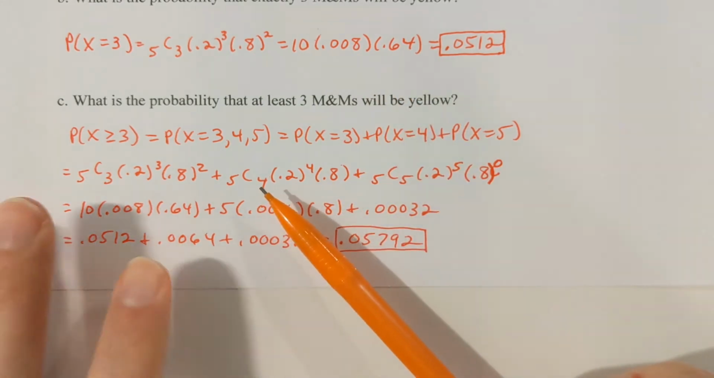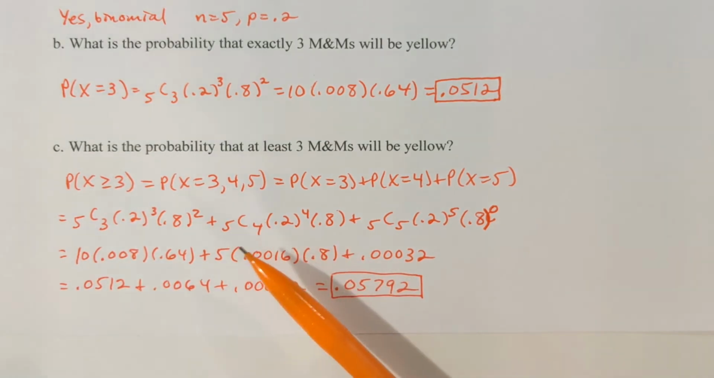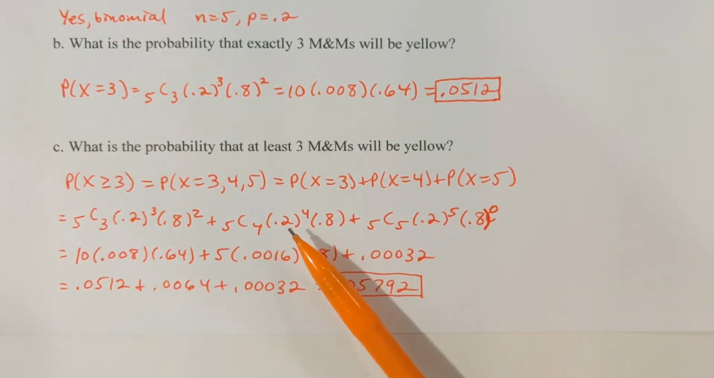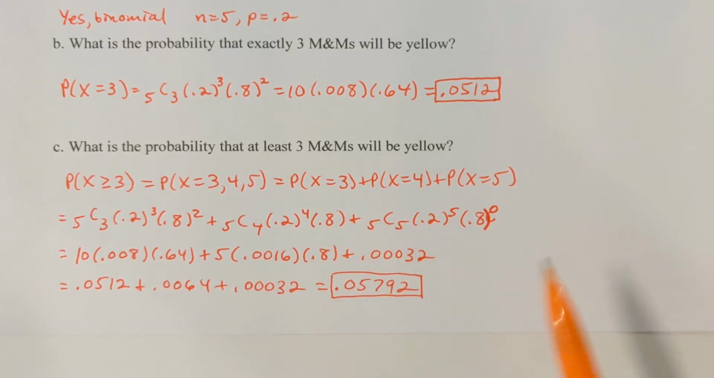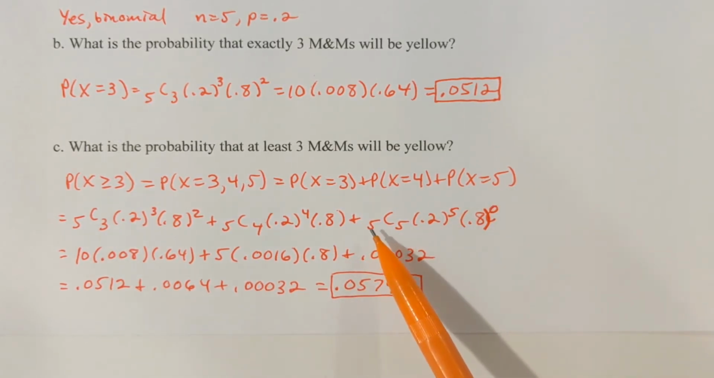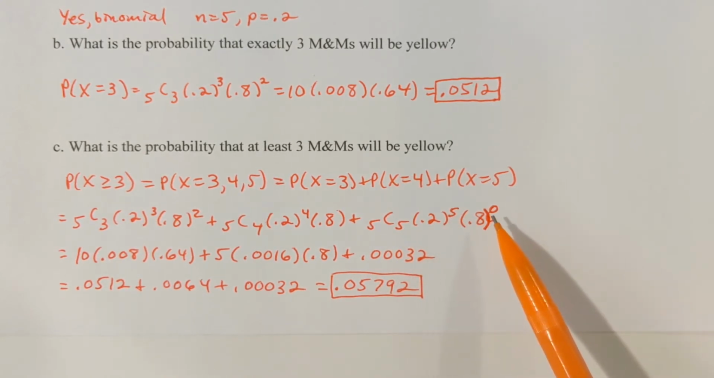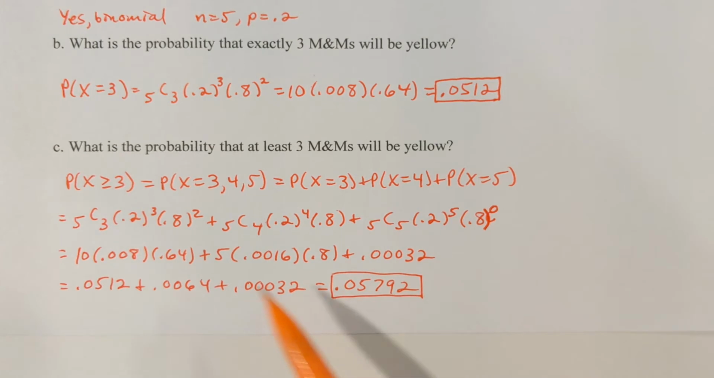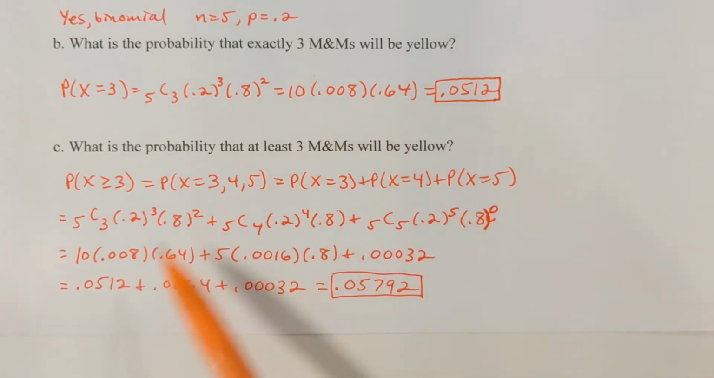And so now what if we get 4 yellow M&Ms? x is 4. It's going to be 5 choose 4 times 0.2 to the 4th times 0.8 to the 1st, or just 0.8. And then when x is 5, it's going to be 5 choose 5 times 0.2 to the 5th times 0.8 to the 0. Okay, the first probability I've just rewritten there.